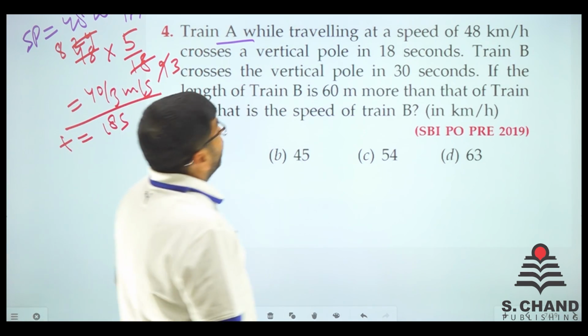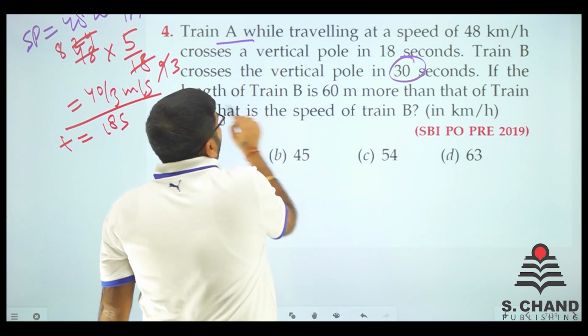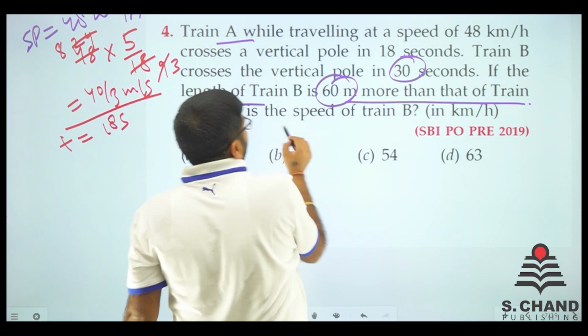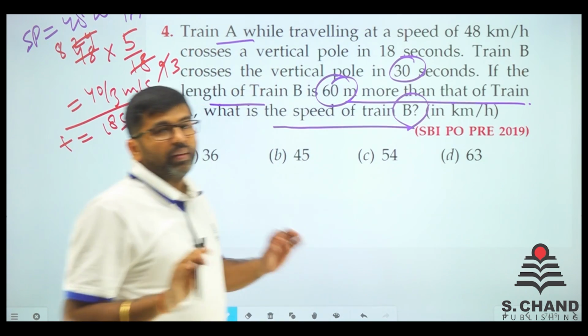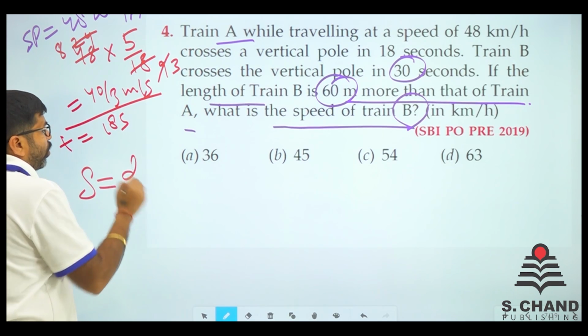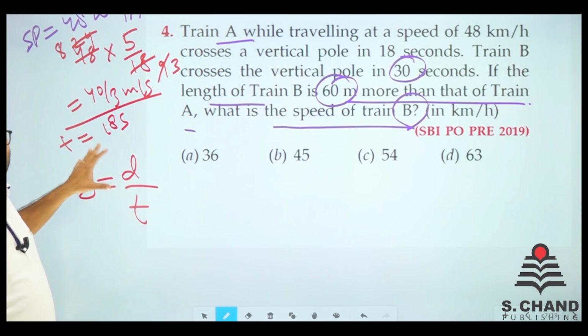Now what is given? Train B crosses the vertical pole in 30 seconds. If the length of B is 16 meter more than that of train A, what is the speed of train B? See, very simple. First thing first, speed is equal to distance upon time. That is the main formula. Time is 18 seconds.